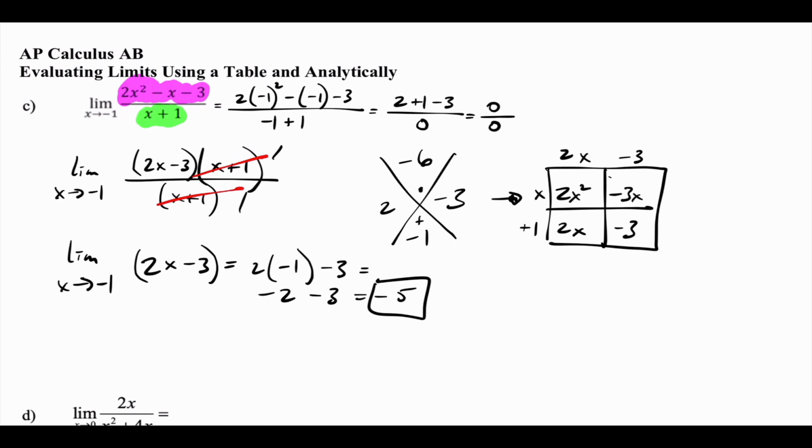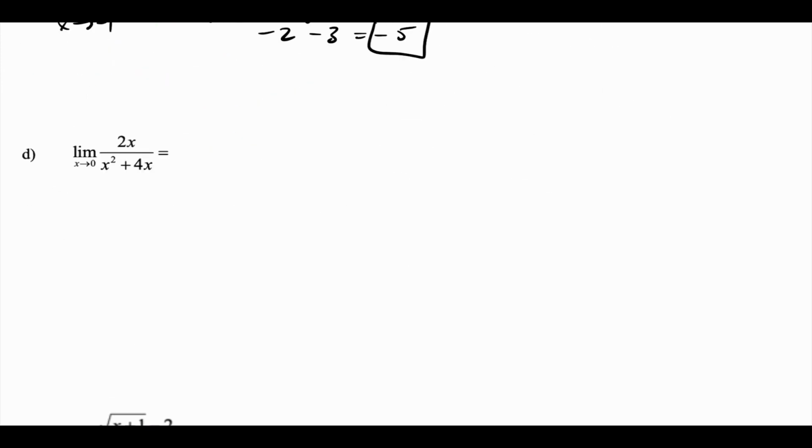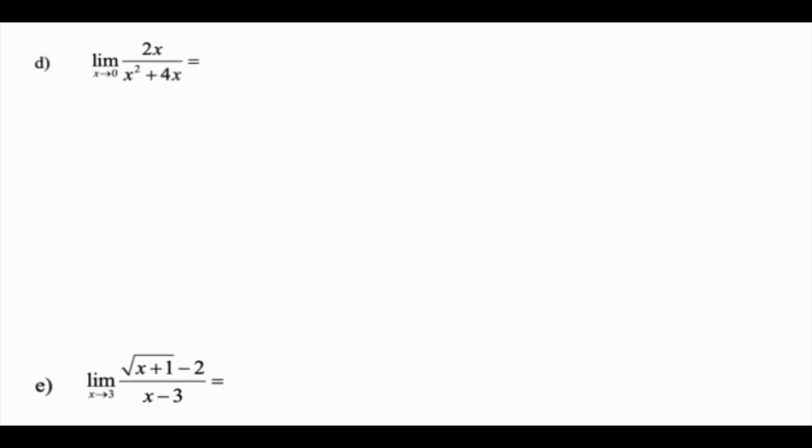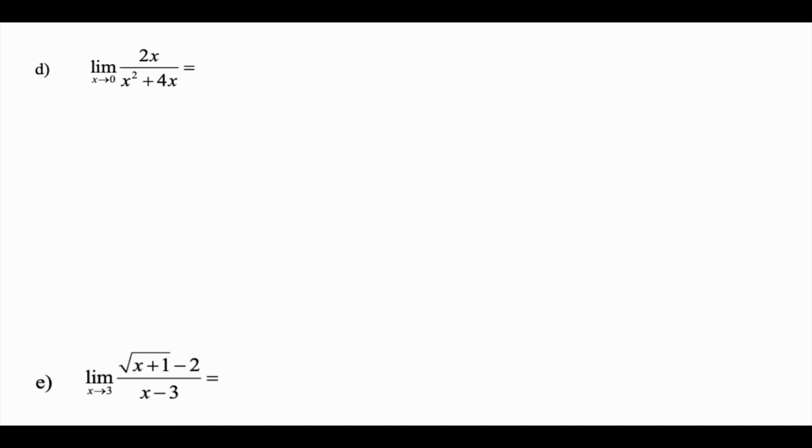All right, let's look at letter D. So the limit as x approaches 0. First thing, always plug it in. Plug in 0. If you can do it in your head, plug it in your head. If you need to write it out, write it out. 2 times 0, 0 squared plus 4 times 0. Looks like we get 0 over 0. That means there's work left to be done.